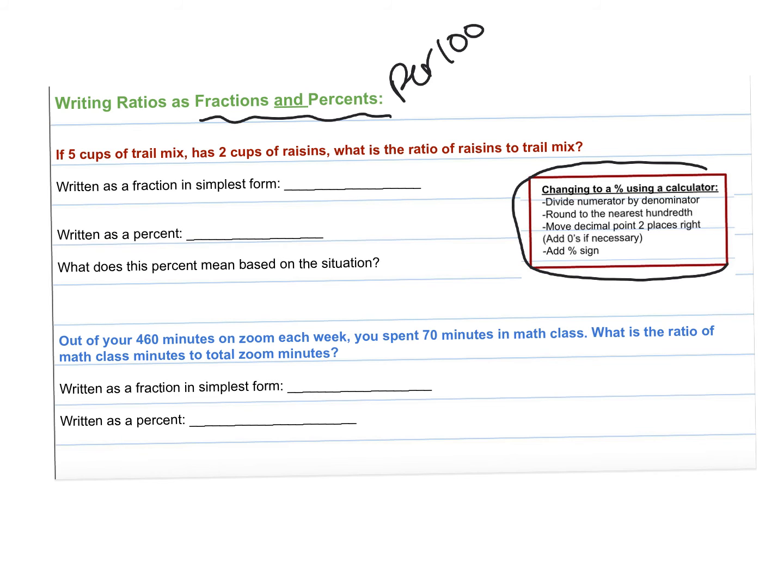Remember, you can divide. Here's a little tip. Divide the numerator by the denominator, round to the nearest hundredth, and move our decimal 2 places to the right, which is times 100, and then put a percent sign.